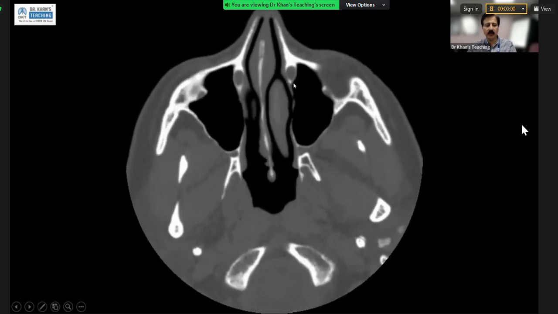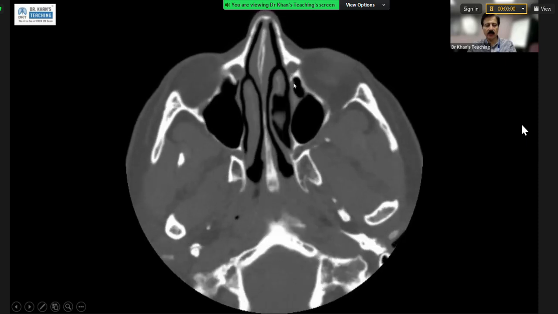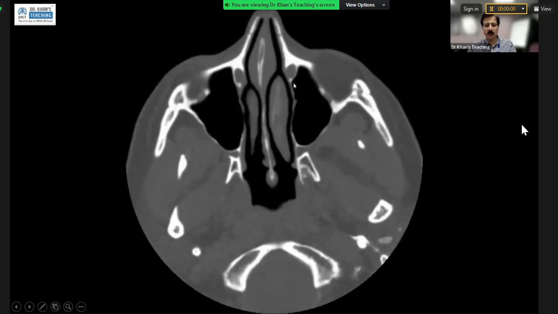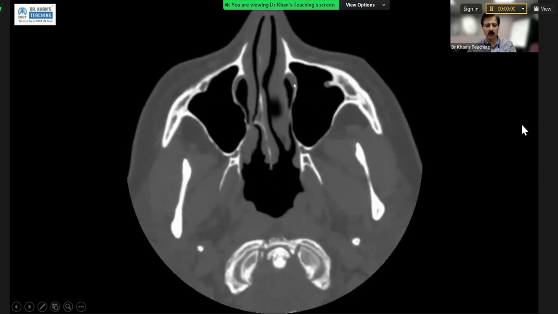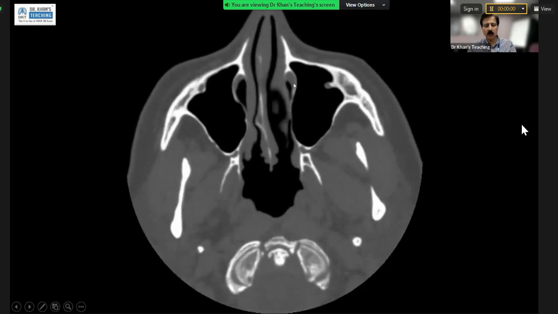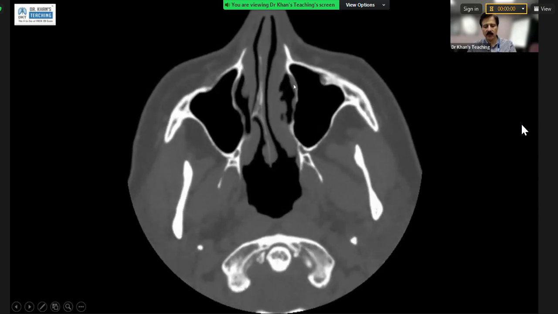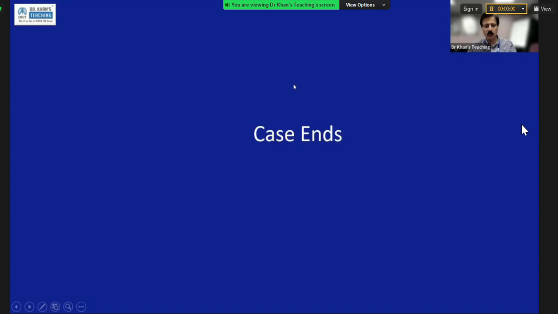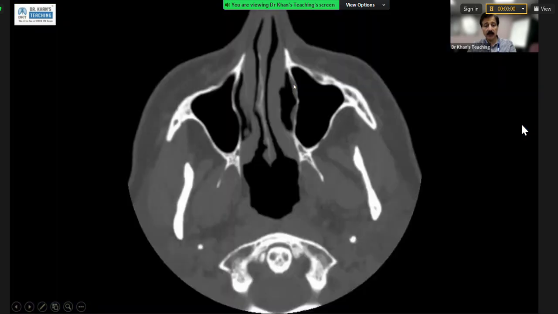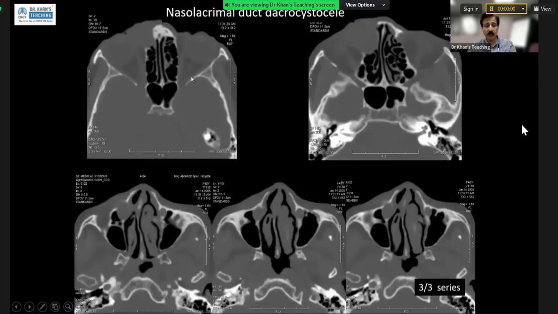And that is why when we cry, the tears come out of the nose, and that is why you have to use tissue paper, because the tears are going through the nasolacrimal duct into the inferior meatus and coming out of the nasal cavity. So in our case here, what has happened is that there is a nasolacrimal duct dacryocystocele.